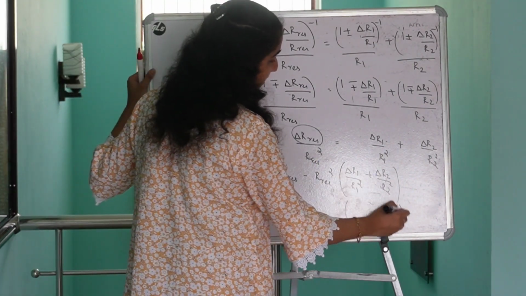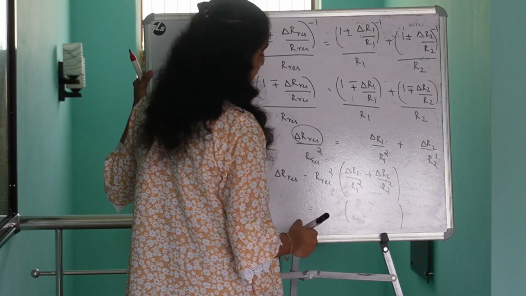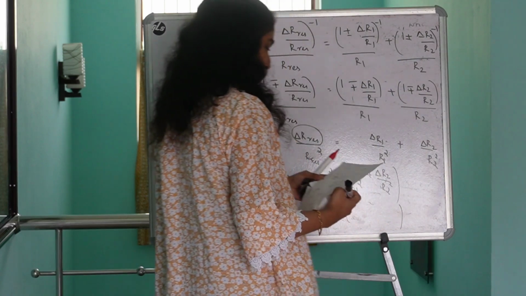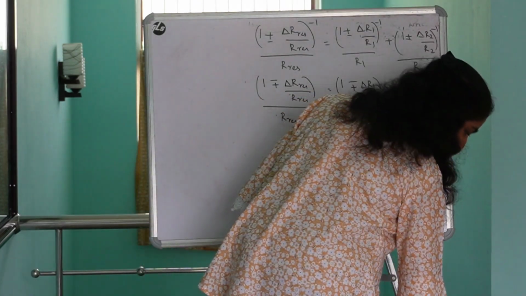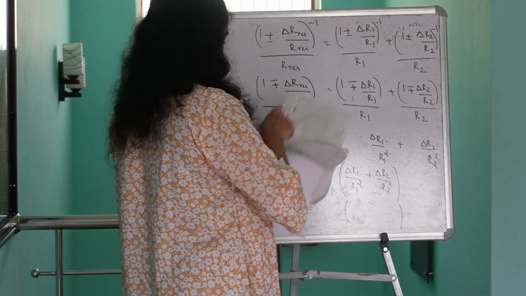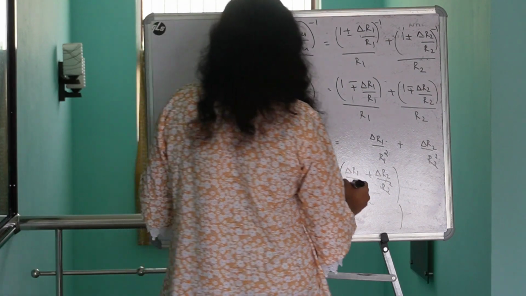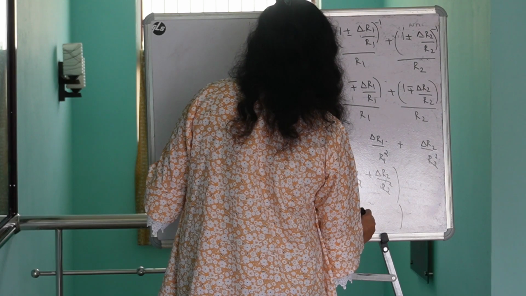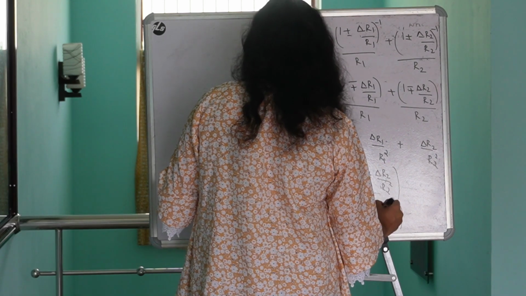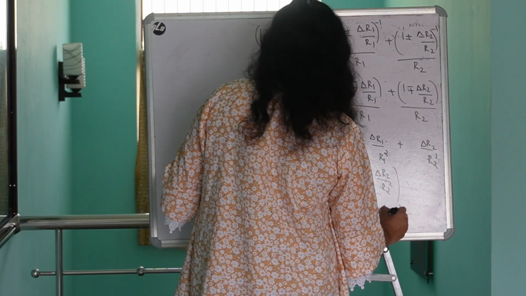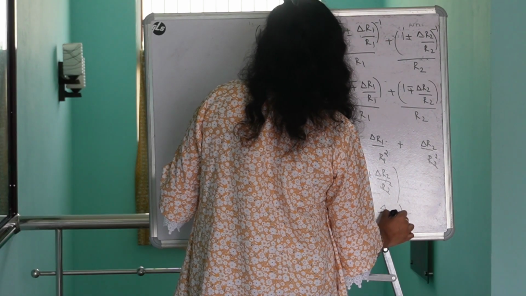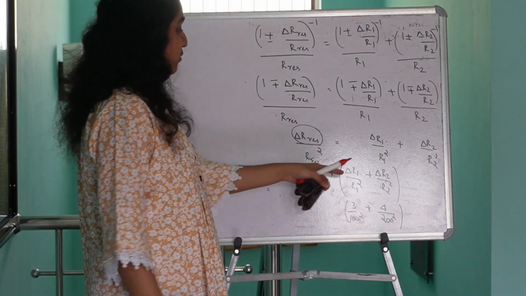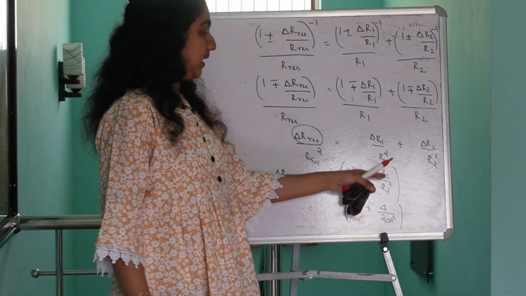First, let's substitute the values in the bracket. What is del R1? Let me see the question. The value of del R1 is 3 and the value of R1 is 100 square, isn't it? Plus the value of del R2 is equal to 4 and it is 200 square. So here we know the values of del R1, del R2 and R2.